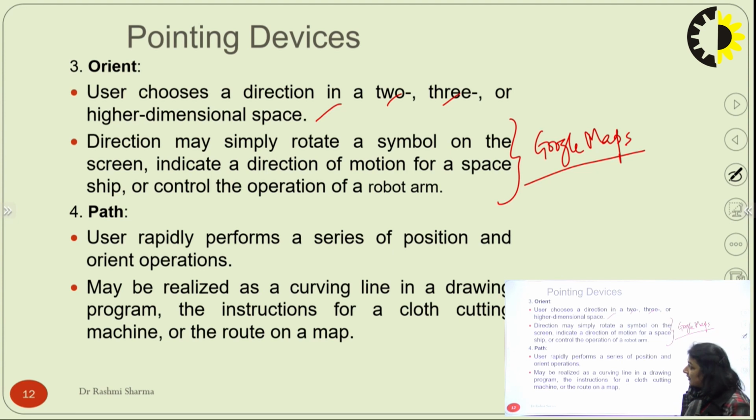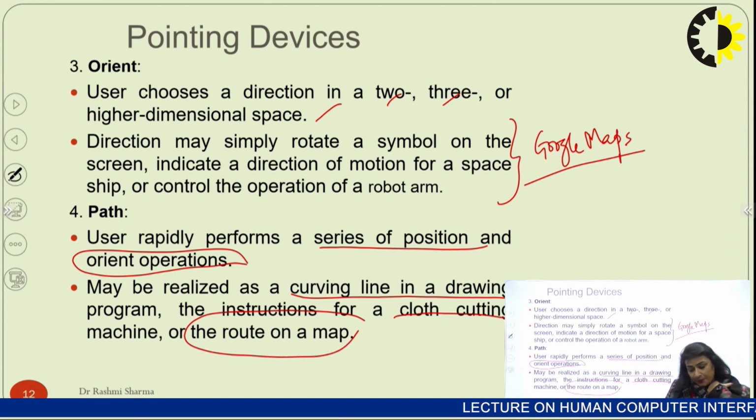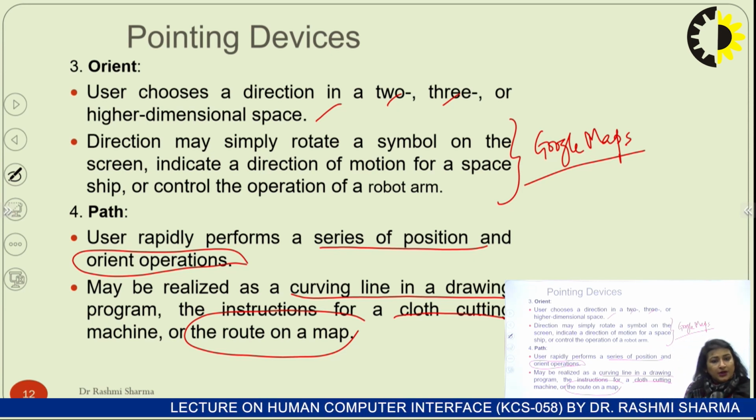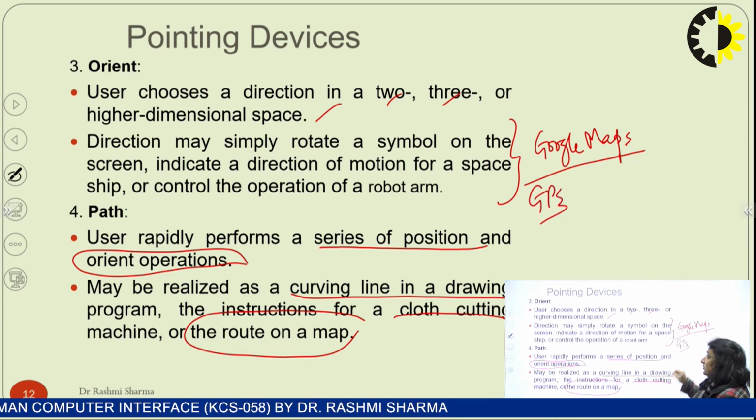so that you can switch between the users. Then the path: the user rapidly performs a series of position and orient operations. You rapidly perform these particular operations. So you have the path, you may be realizing a curving line in a drawing program, the instructions for the cloth cutting machine, the road map. I discussed this: what is the shortest path, how you can go, where you have a congestion. Similarly, orientation and path are used for your pointing devices. Nowadays it is done with your GPS locators also.